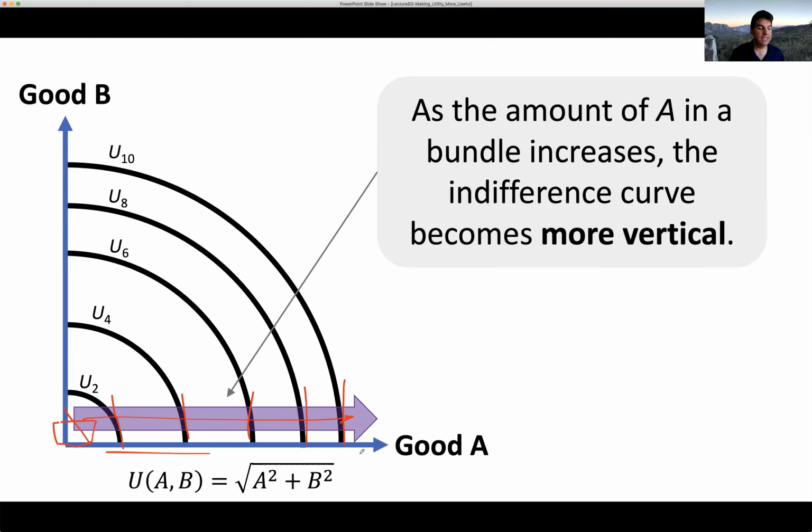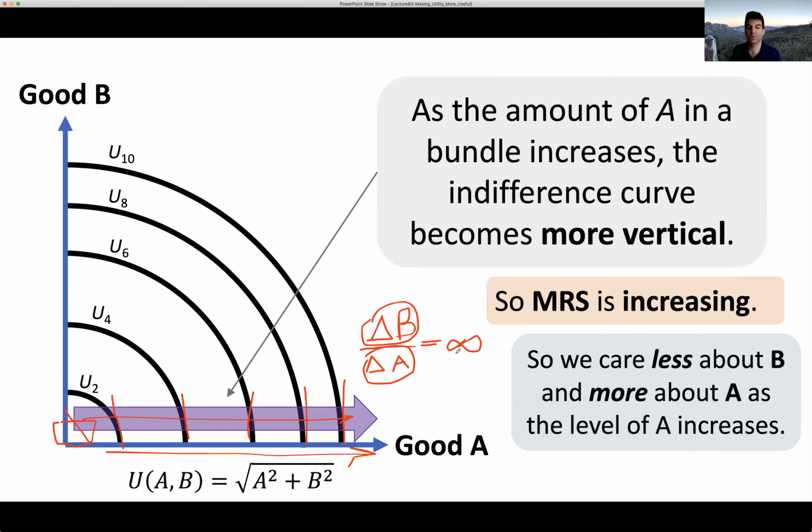But now as we're moving along this axis with good A, as we get more of good A, we are willing to trade more of good B for more of good A. So in other words, we don't want to give up any good A, but we are happy to give up good B to get more of our good A. If we think of our MRS as delta B over delta A, then if this thing goes vertical, that's like being equal to infinity. And that means you're willing to give up all of your B for just a little bit of your A. That means you really, really care about A. So as you get more of A, you want more of A. To me, that would be accelerating marginal returns.